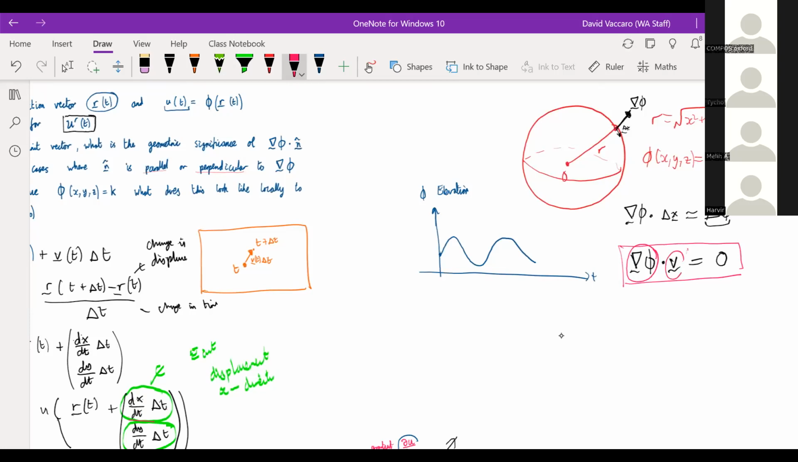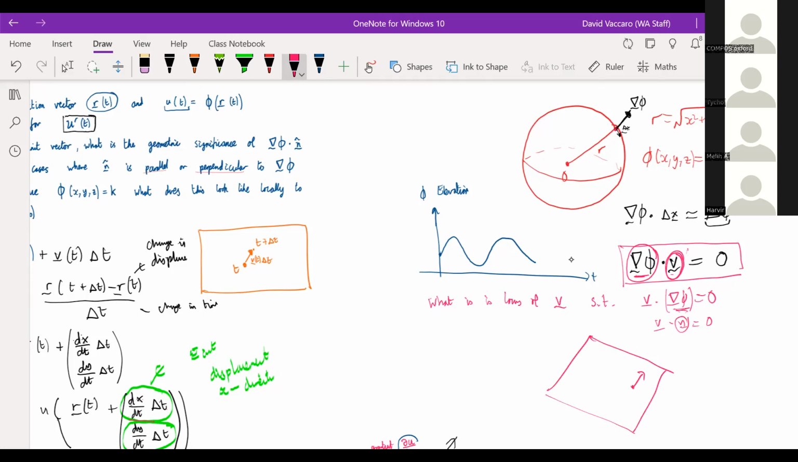Geometrically, how would we describe the set of vectors that are perpendicular to a given vector? What is the locus of v such that v dot grad phi is equal to 0? We can just treat grad phi like a fixed vector. So if I've got a vector n, what is the locus of the set of vectors which are perpendicular to n? If I give you a vector in 3 dimensions, the set of vectors which are perpendicular to it is just a plane.